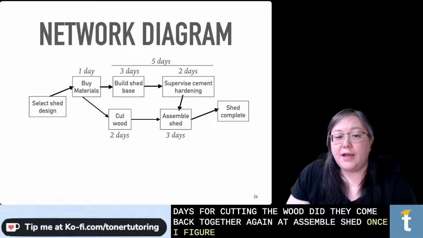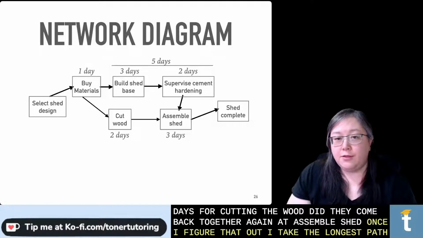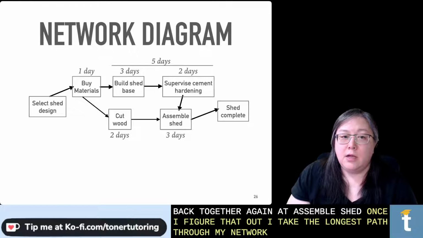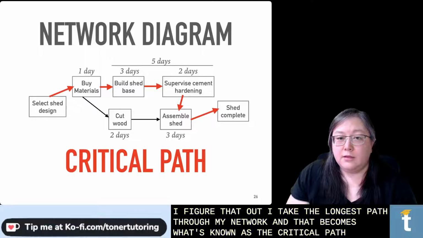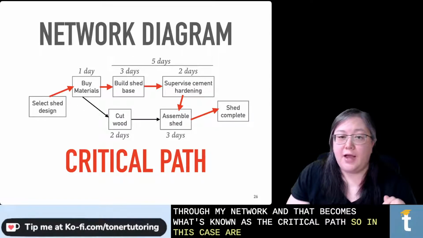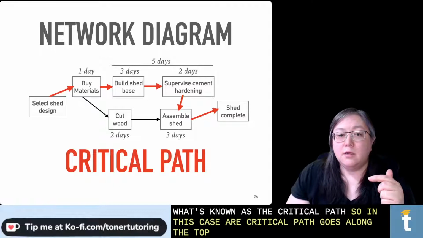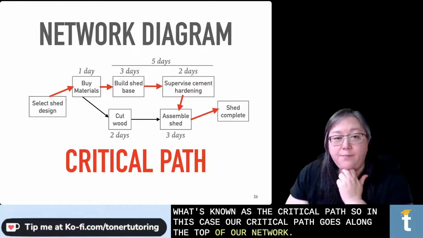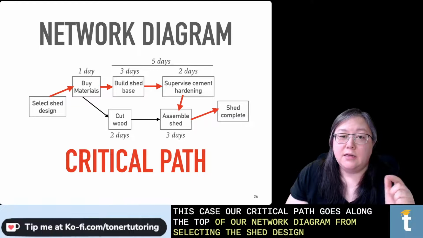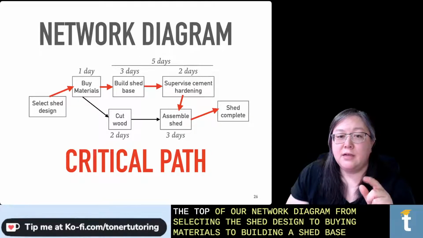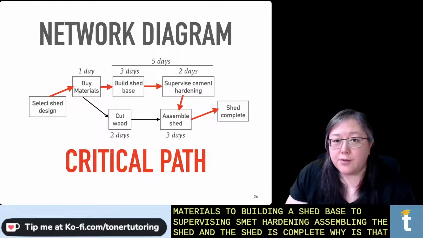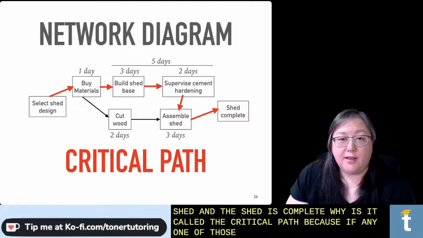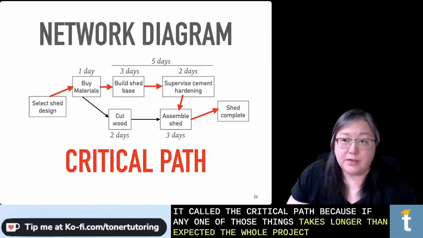Once I figure that out, I take the longest path through my network, and that becomes what's known as the critical path. So in this case, our critical path goes along the top of our network diagram, from selecting the shed design, to buying materials, to building the shed base, to supervising cement hardening, assembling the shed, and the shed is complete. Why is that called the critical path? Because if any one of those things takes longer than expected, the whole project is going to take longer than expected.